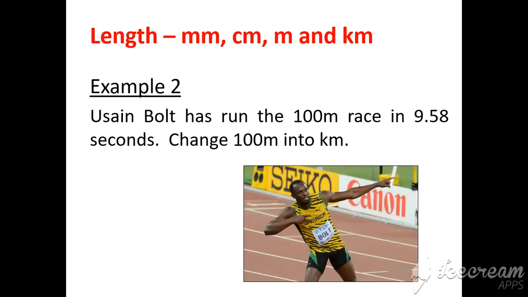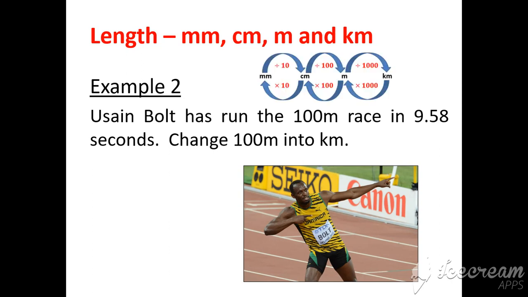Right, example 2. Usain Bolt has run the 100-meter race in 9.58 seconds, the fastest male to do that. We're going to change 100 meters into kilometers. How many kilometers has he run? So here's our flow diagram once more. We're starting with meters and we're changing it into kilometers, so we're going to just divide by 1,000. We just need to do one step of the diagram, from meters into kilometers. So 100 divided by 1,000 gives us 0.1 kilometers.